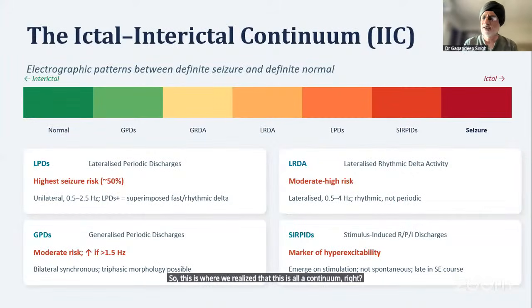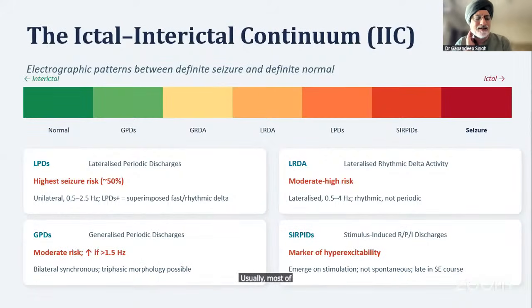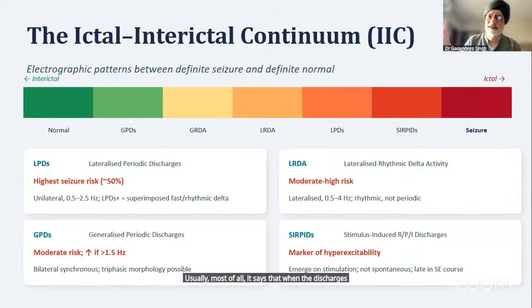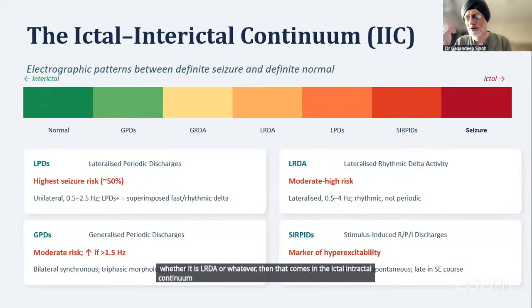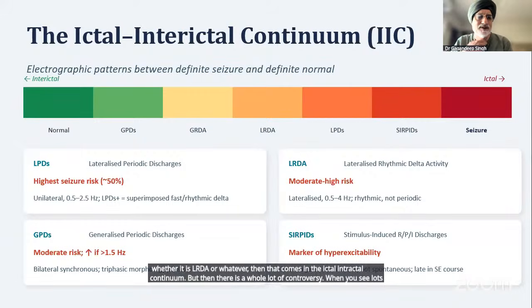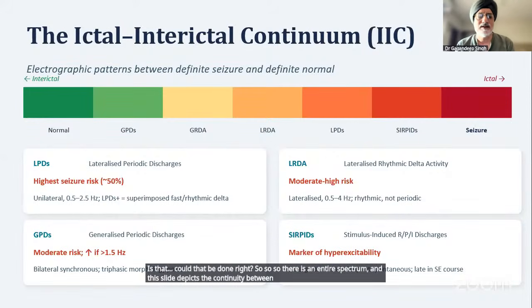From what is interictal to what is ictal, right? And in this spectrum, the ACNS document usually says that when the discharges are more than 10 seconds, whether it is LRDA or whatever, then that comes in the ictal-interictal continuum. But then there is a whole lot of controversy. When you see lots of triphasic waves, could that be ictal, right? So there is an entire spectrum, and this slide depicts the continuity between the interictal and the ictal state.